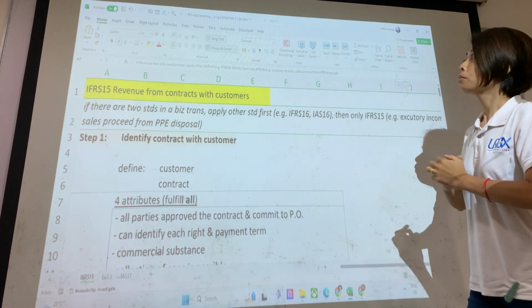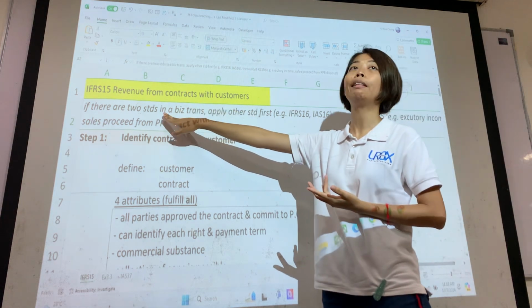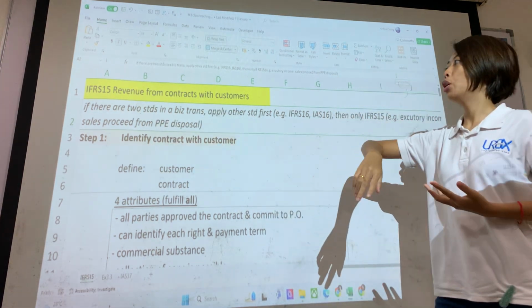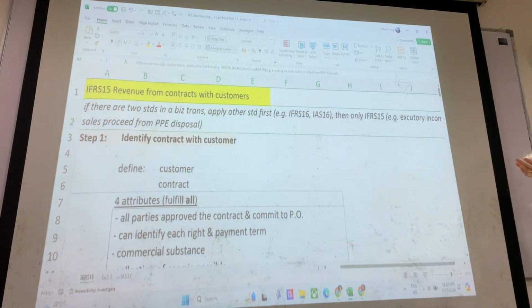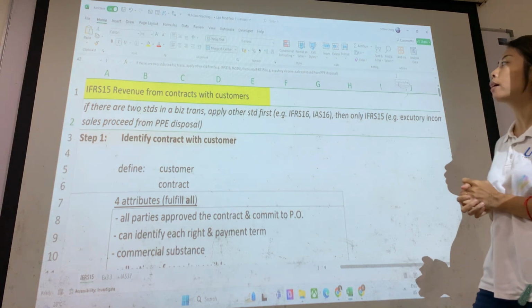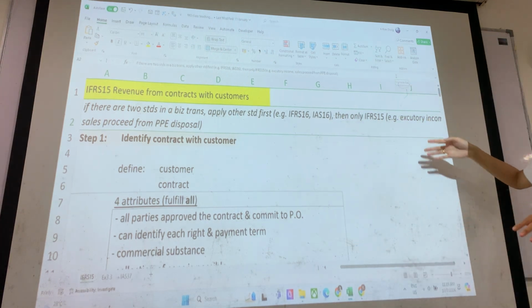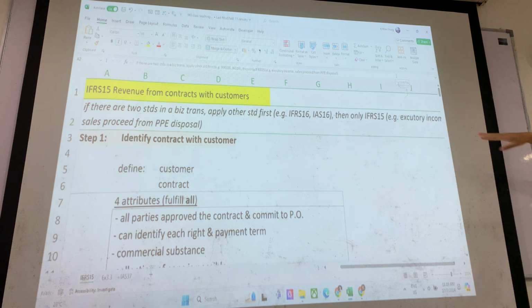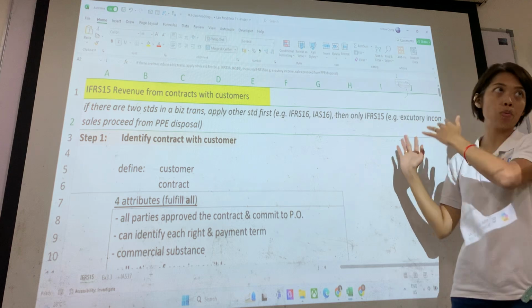Okay, however, there are some business transactions that might have two standards. Then what you will do, you will apply IFRS 15 last. So for example, when you have a leasing contract, you will use the lease standard to do the accounting treatment first. Then last, you can use IFRS 15 for executory income. If you don't understand, never mind. If you have one contract with many relevant standards in there, you will use your IFRS 15 revenue recognition last.